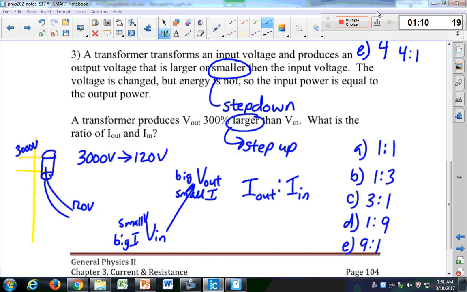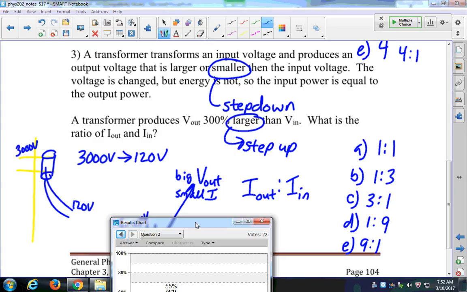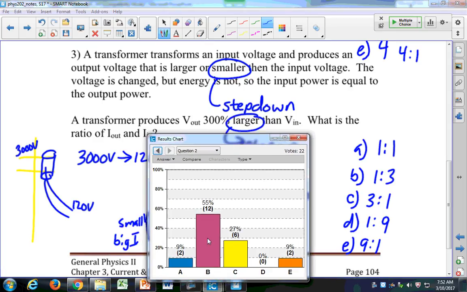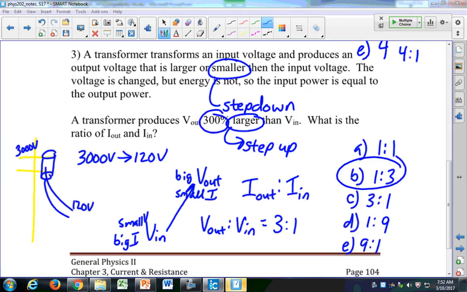All right. Let's stop at 115. Let's see, 1 to 3. So my output voltage is 3 times. It says V out to V in. This is equal to 3 to 1 because I get this 300% larger. And the I out to I in then is going to be 1 to 3.